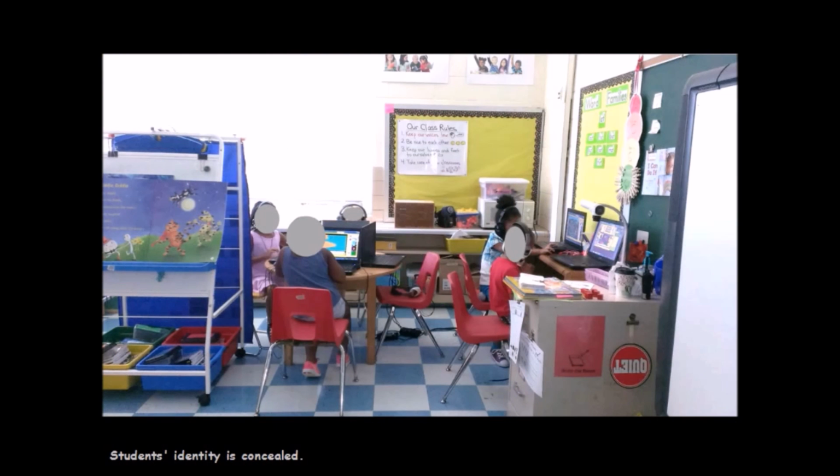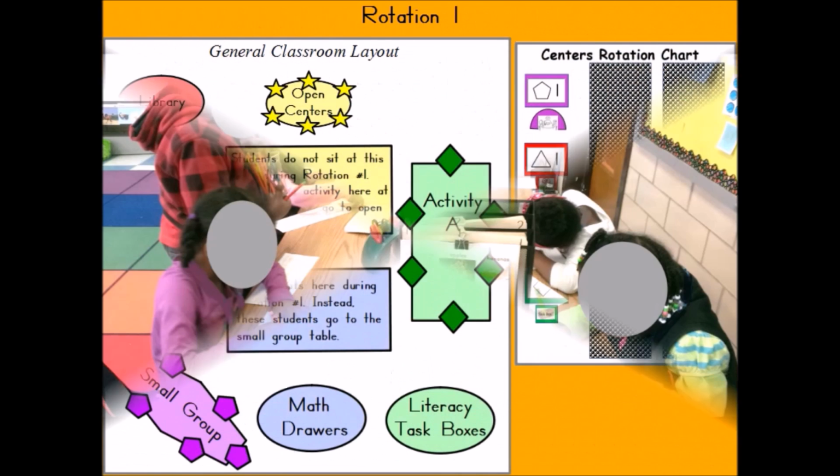The yellow table will be empty during rotation number 1 because these students will be working at the open centers such as computers, art center, or sand table. They can choose which of the open centers they would like to go to and move freely between whatever is open. Here are the students working at the green table. Their assignment is the same thing that the students at the red table were working on. When they are finished, they must turn in their assignment to a bin in the center of the table, and then they can go and get a task box.